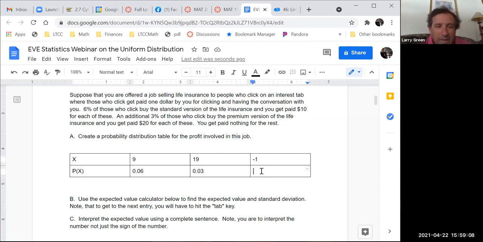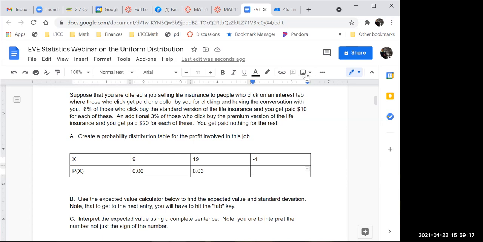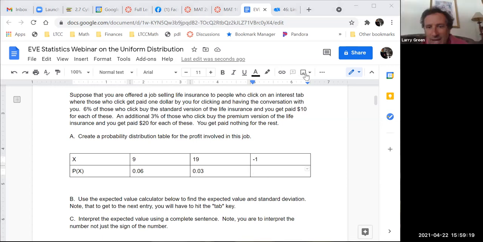And do you remember the method of finding that last probability where you know the rest? Add the two previous and subtract from 1. Yeah, so we add 6 and 3, and we get 0.09. And if you take 1 minus 0.09, you get 0.91. Any questions on coming up with the probability distribution table?